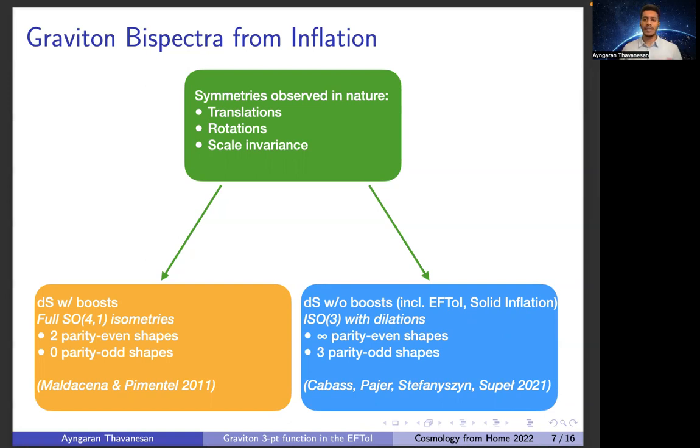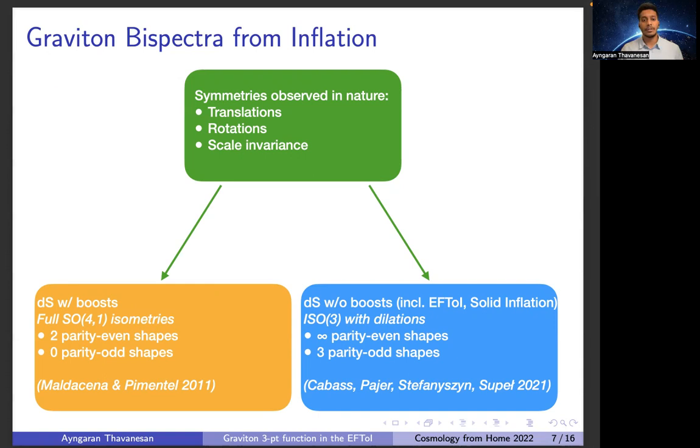For these isometries, Cabass and collaborators in 2021 used the constraints of unitarity and locality to bootstrap all tree-level graviton bispectra to any order in derivatives, and found that in the case of arbitrarily broken boosts, there were infinitely many parity even shapes and only 3 parity odd shapes that were consistent with unitarity and locality.